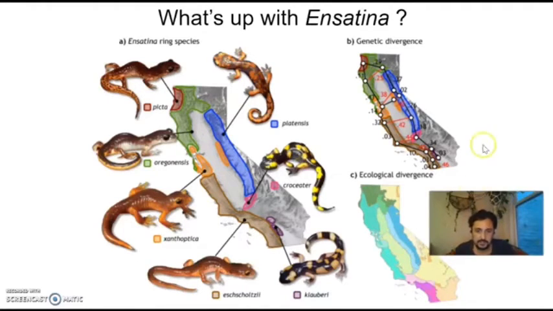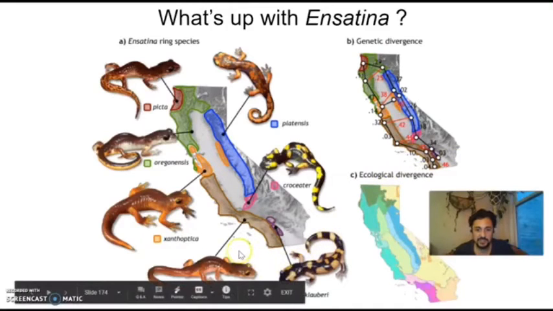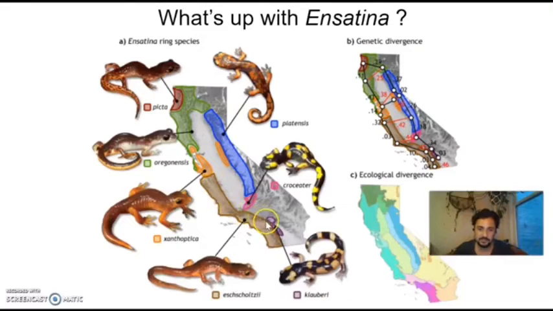Now, Ensatina are very interesting because they're very closely related. If you look here, we have Ensatina schultzei here on the coast. Just north of this population of Ensatina schultzei, you have Ensatina xanthoptica, and that's right here, and it looks like there's a little split here. North of that, you have Ensatina oregonensis, a little bit of Ensatina picta, and then here in the Sierra Nevadas, you have Ensatina platensis.